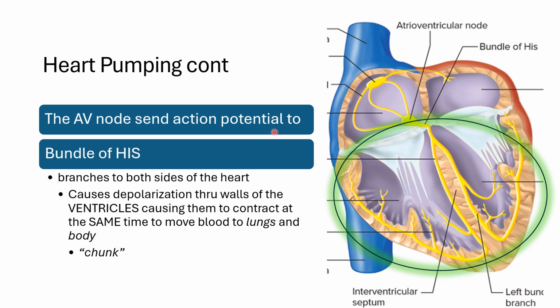So the AV node sends an action potential after the delay to the bundle of His. The bundle of His will send that action potential out into both branches of the heart, and the ventricles will contract at the same time. And that's what I always call the chunk. And so they're moving their blood out into the body by depolarizing.